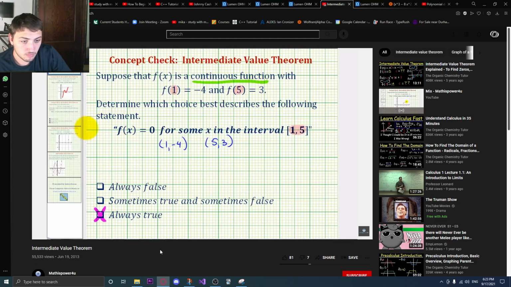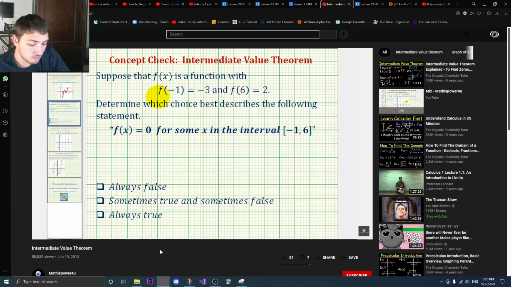Let's take a look at a similar question. Here we're told that f of x is a function with f of negative 1 equals negative 3 and f of 6 equals 2. Notice here we're not told the function is continuous. Determine which choice best describes the following statement. Again, f of x equals 0 for some x in the closed interval from negative 1 to 6. Once again, notice that negative 1 and 6 are the given inputs, and the outputs of the function values have opposite signs. If f of negative 1 equals negative 3, then the function must contain the point negative 1 comma negative 3, and if f of 6 equals 2, the function must also contain the point 6 comma 2.